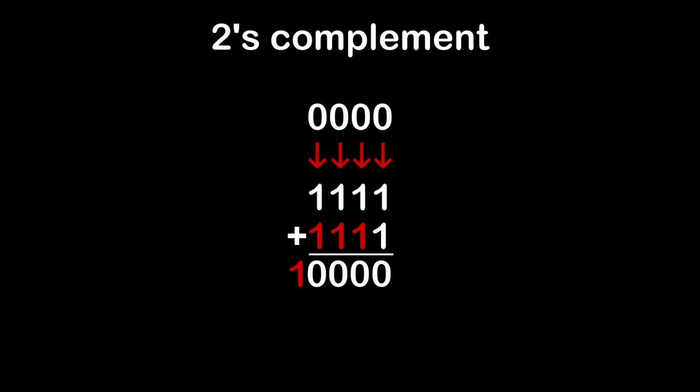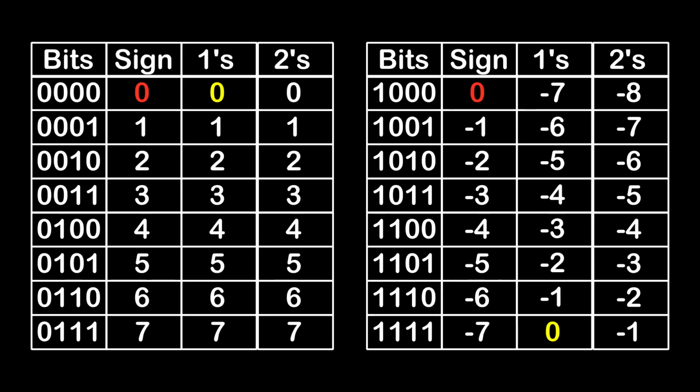Now, we said that every integer needs a fixed length of size 4. Therefore, we discard the last carry. And now we finally have a single representation of the number 0. Here's the numbers in all three systems to compare.